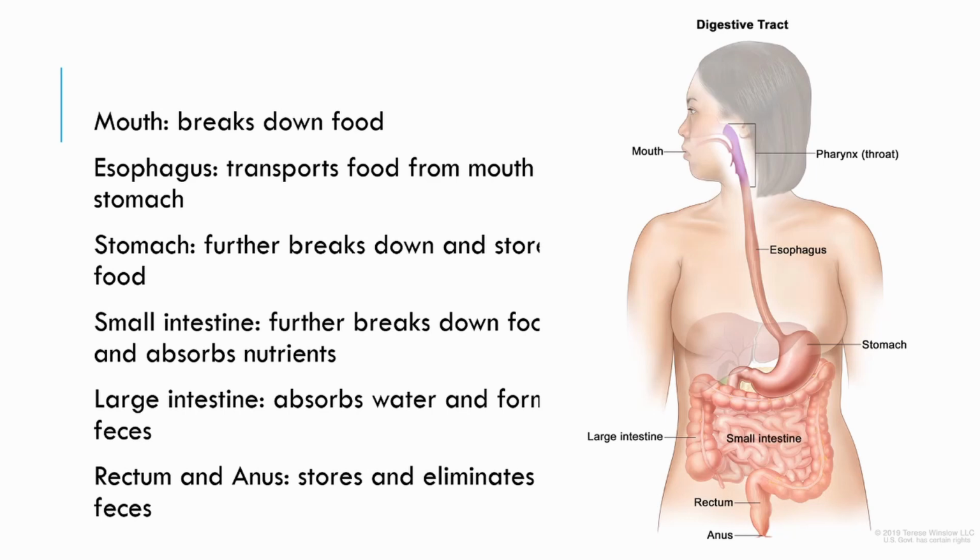After that, we send that food, or what's left I should say, to the large intestines. The large intestines are going to absorb water as well as absorb some small vitamins here and there and form the feces, the waste products we don't want to keep anymore. Lastly, we get to the rectum and anus, where we can store those feces away until we can eliminate them properly.